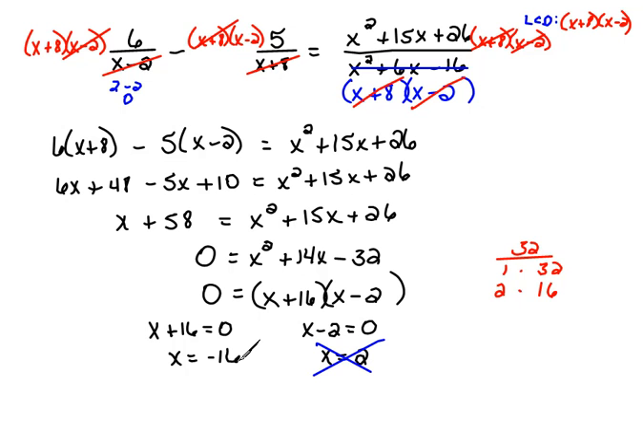If we were to check the negative 16, negative 16 minus 2, that's a fine number. Negative 16 plus 8, that's a fine number also. Remember, we're just checking to see whether it would cause a 0 denominator or not. If it does, we have to throw it out. If it doesn't, it's a fine answer. So our answer here is negative 16.